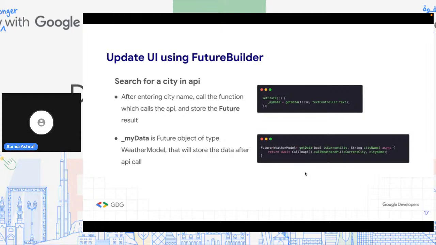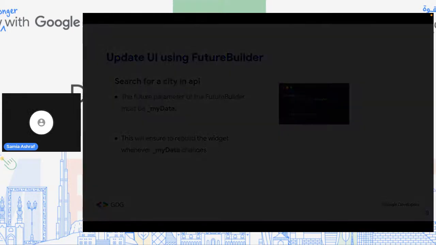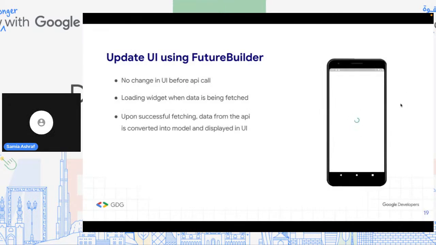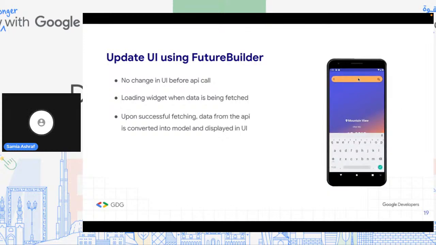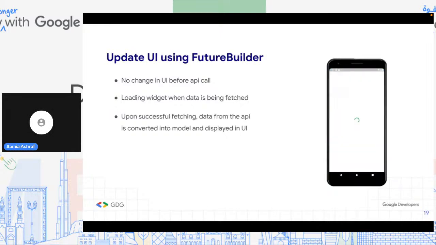_myData here is a future. So the moment I click on tap, the future will change to the waiting state, because of which we saw a loader. And after the API was fetched and converted to weather model, we then saw the weather for Dubai. So this is how it works. It entered the loading state and then displayed the data, so this is the connection state done.